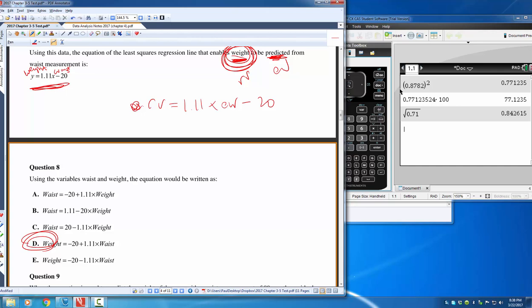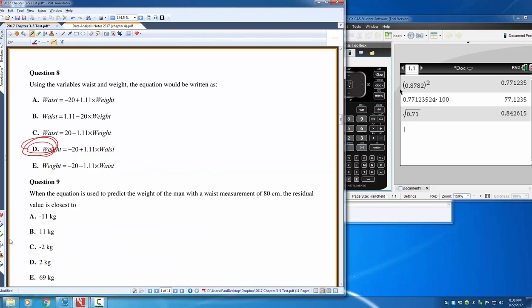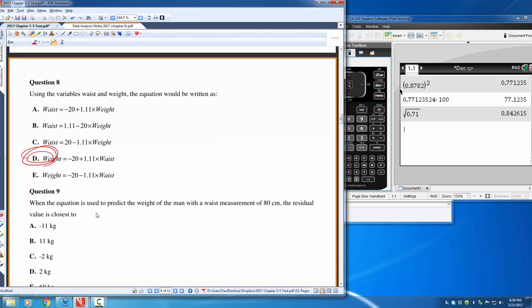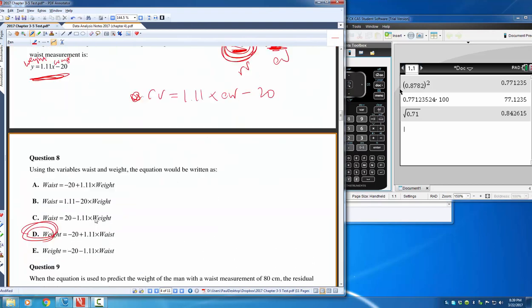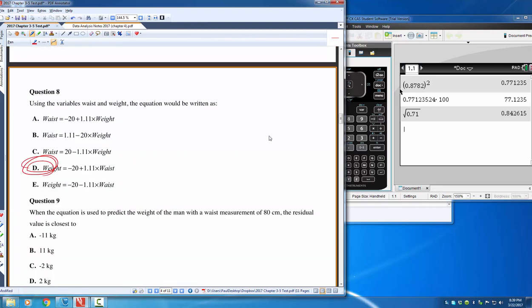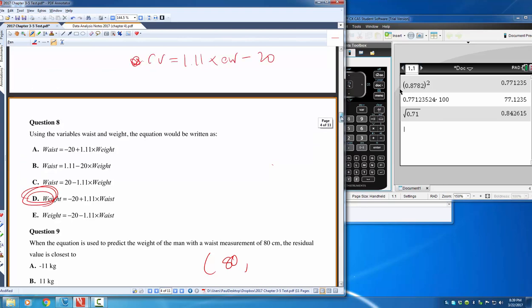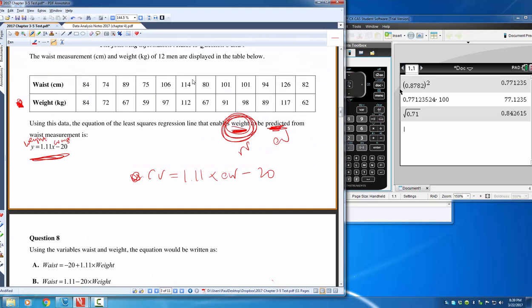Alright, this one here, question 9, was poorly done. When the equation is used to predict the weight of a man with waist measurement of 80 centimeters, the residual value is closest to. Okay. Now, let's have a look and find the actual. So what we're going to do first of all is find out the actual data point. So we were predicting the man with a waist measurement of 80 centimeters. So let's find him in the data. Here he is here. Okay.